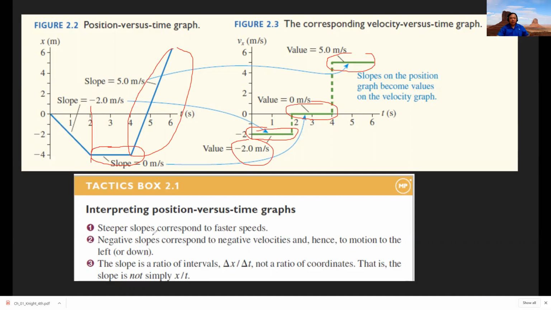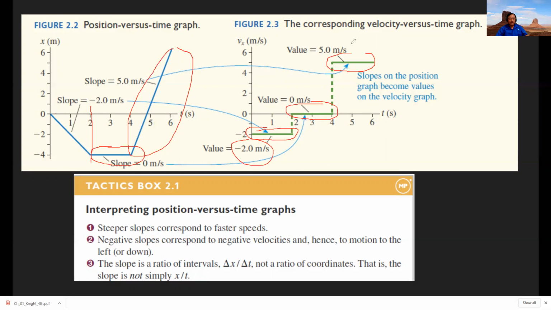In other words, interpreting the position versus time graph, steeper slopes correspond to faster speeds, and negative slopes correspond to negative velocities, and hence to motion to the left or down. And the slope is a ratio of intervals. Take note, it is not just one point like x over t. No, it's a ratio between intervals, like delta x over delta t.